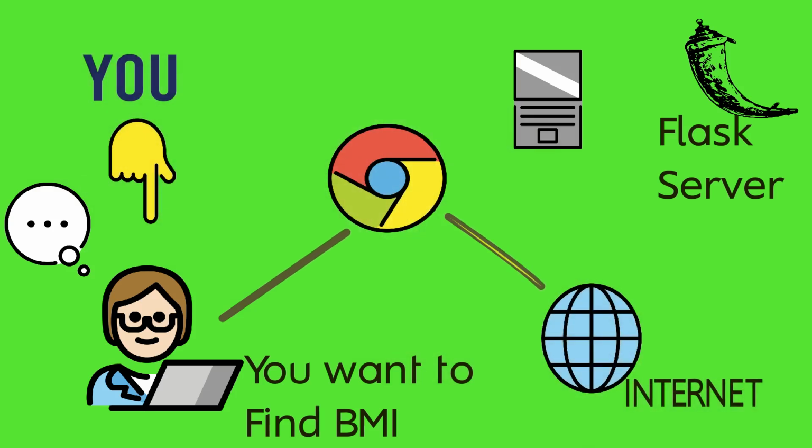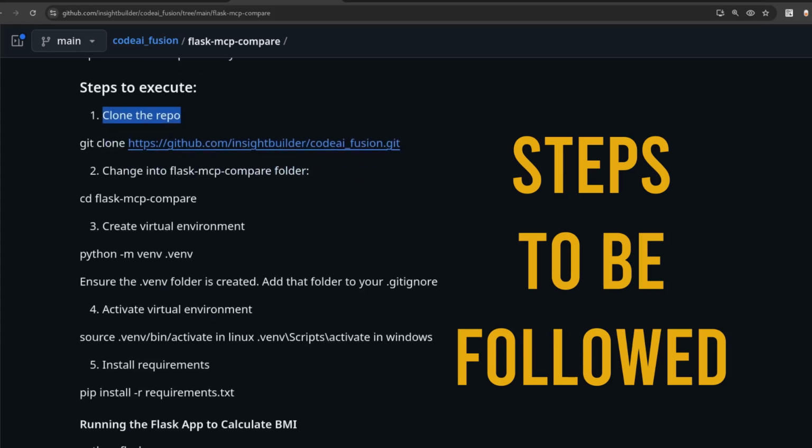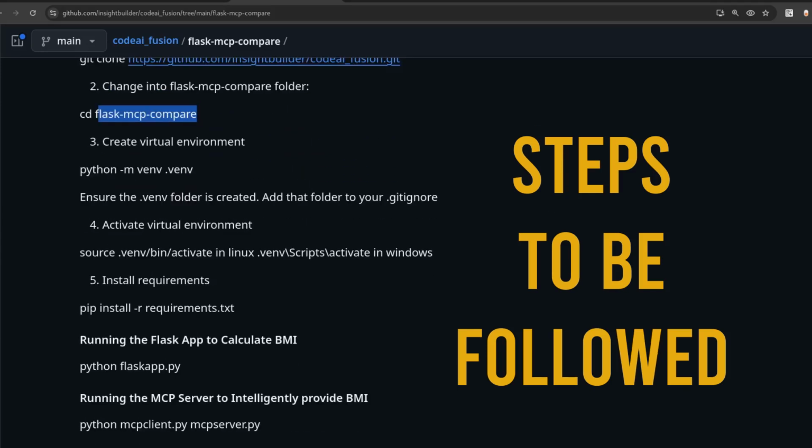You want to check your BMI. You find a web app and open it in your browser, enter your height and weight, and boom, the number shows up. Simple. Remember, there is a web server running somewhere to calculate the BMI. Let's look at a Flask web app that calculates the BMI and returns the value, including basic analysis.